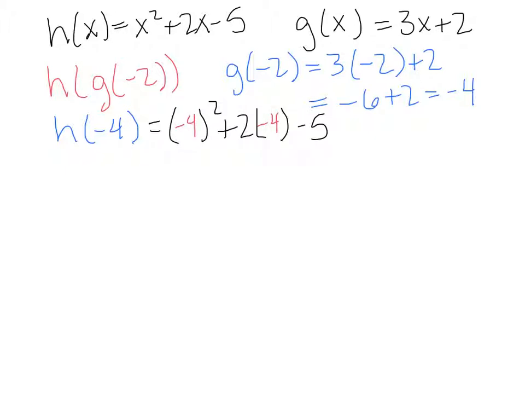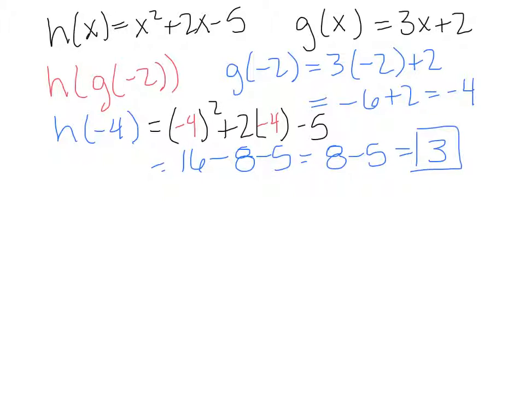And again, it just becomes some simple calculations. Negative 4 squared is going to yield us 16, then minus 8 minus 5, which is going to be 8 minus 5, which is going to be 3. So we can say that h of g of negative 2 equals 3. So let's look at g of h of 4. So here, the inside function is h. So we have to find h of 4 first.